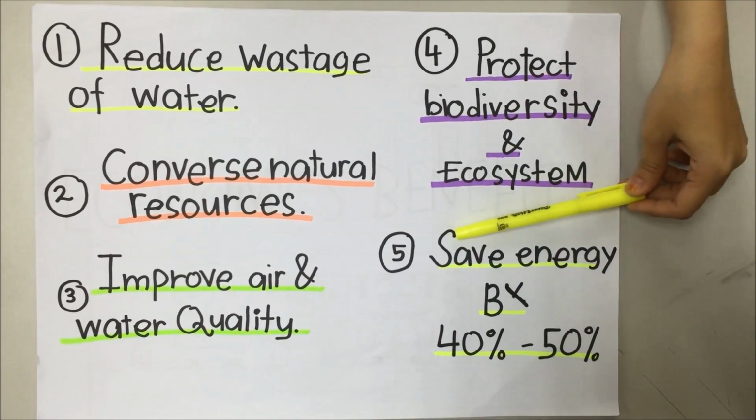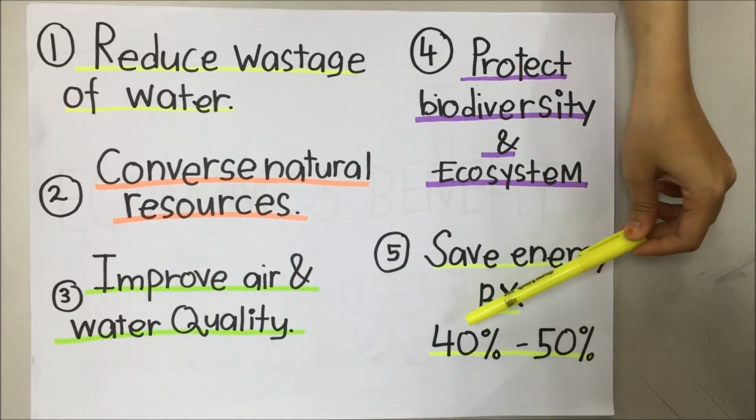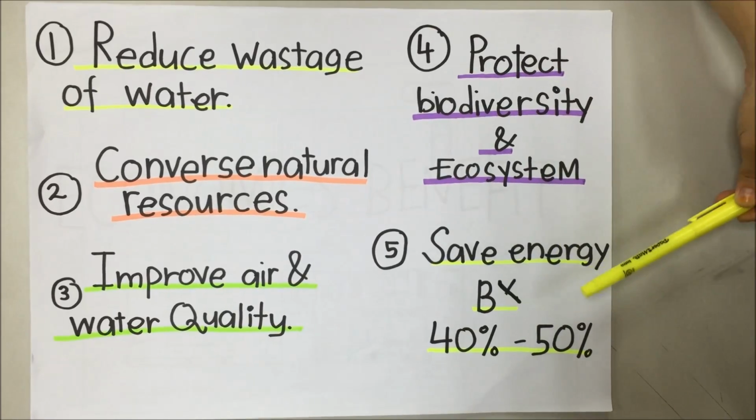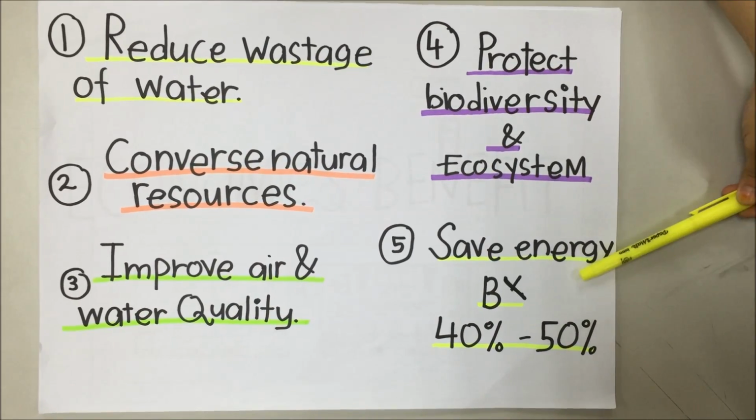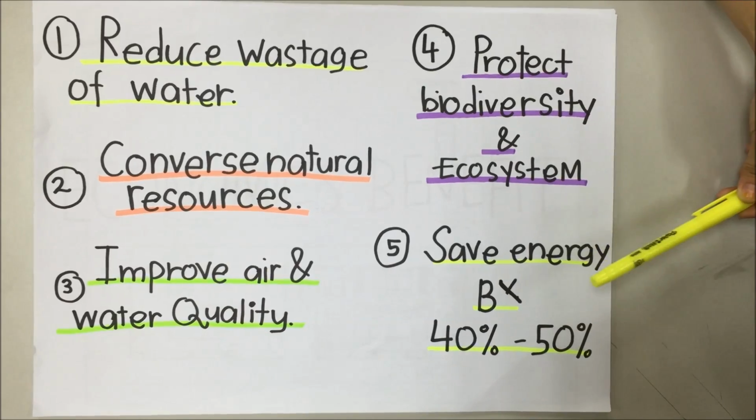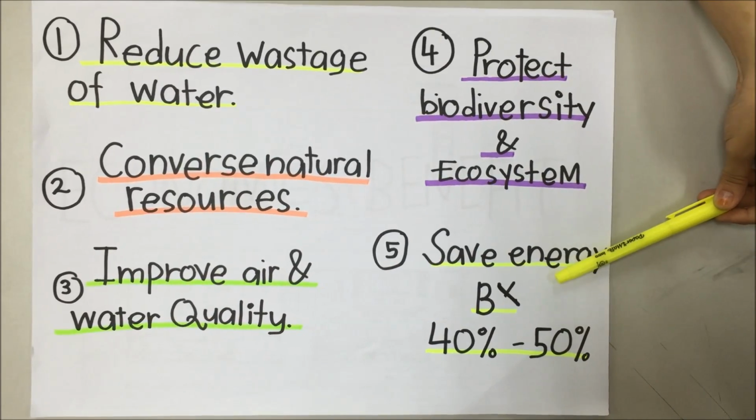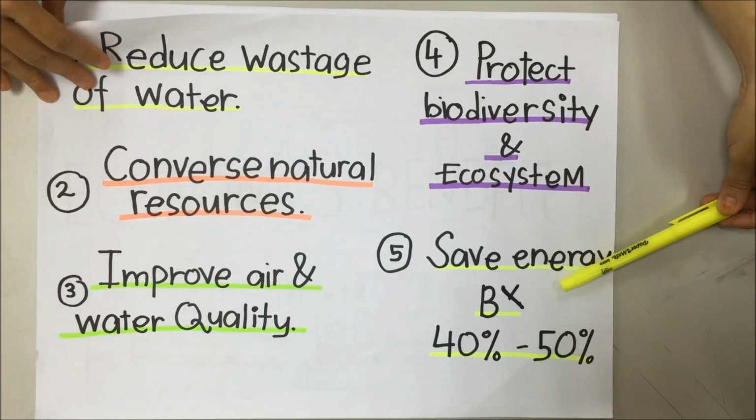It can save 40 to 50% by minimizing building energy demand through solar passive design, using efficient building systems, and maximum use of renewable energy.